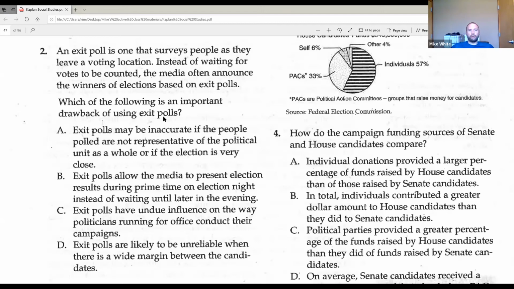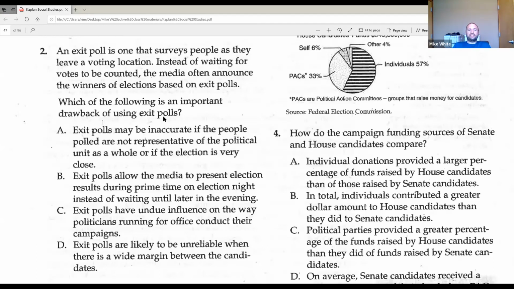Number 2 says an exit poll is one that surveys people as they leave a voting location. So you go vote, on your way out someone asks you to answer a question, and they put that data into the poll so they can broadcast it. Instead of waiting for votes to be counted, the media often will announce the winners of elections based on these exit polls, because it takes a long time to tally up all the votes. And like everything in our country, we want information fast. So exit polls are a way the media can project who's going to win right on the scene.